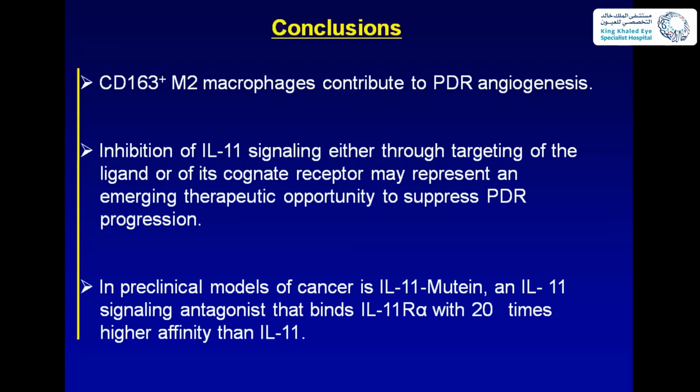Targeting interleukin 11 may provide a therapeutic opportunity to suppress PDR progression. We can see that in preclinical models of some cancer cells, they are using an antagonist, interleukin 11 mutein, as a therapeutic opportunity. It binds to the receptor with 20 times higher affinity than interleukin 11. So this is the overall picture of the cytokine interleukin 11 and how macrophages change from M1 to M2, and their marker is upregulated in the epiretinal membrane, in the vitreous fluid, and in the retinal Muller cells.